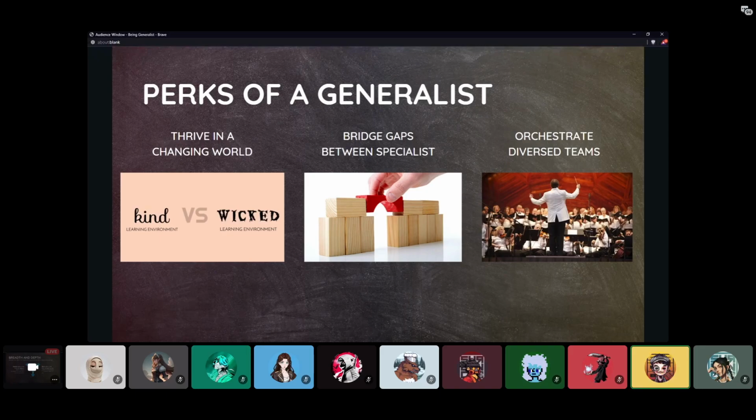Actually, a generalist is someone who, yeah, we have defined it already. Someone who has diverse skill sets and knowledge.